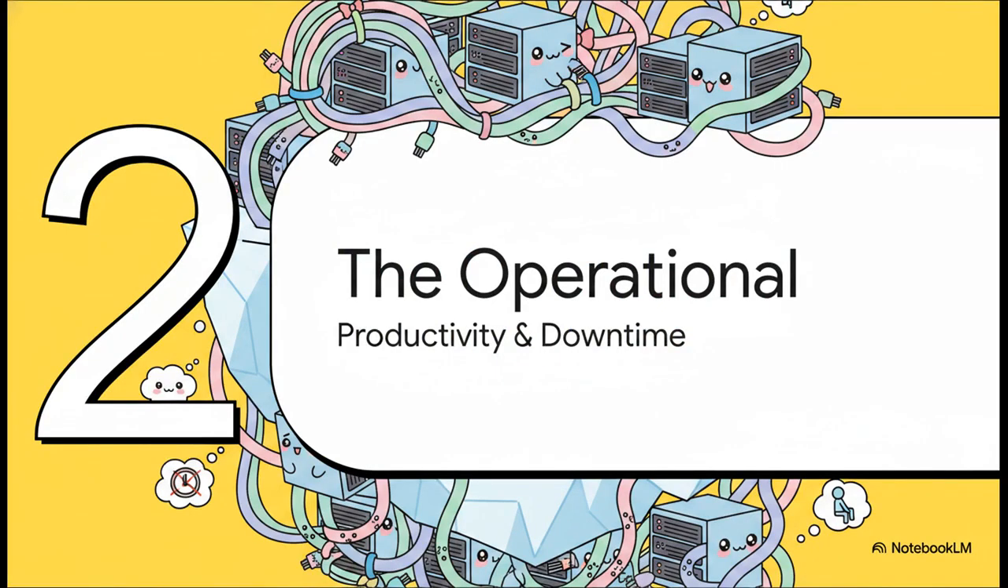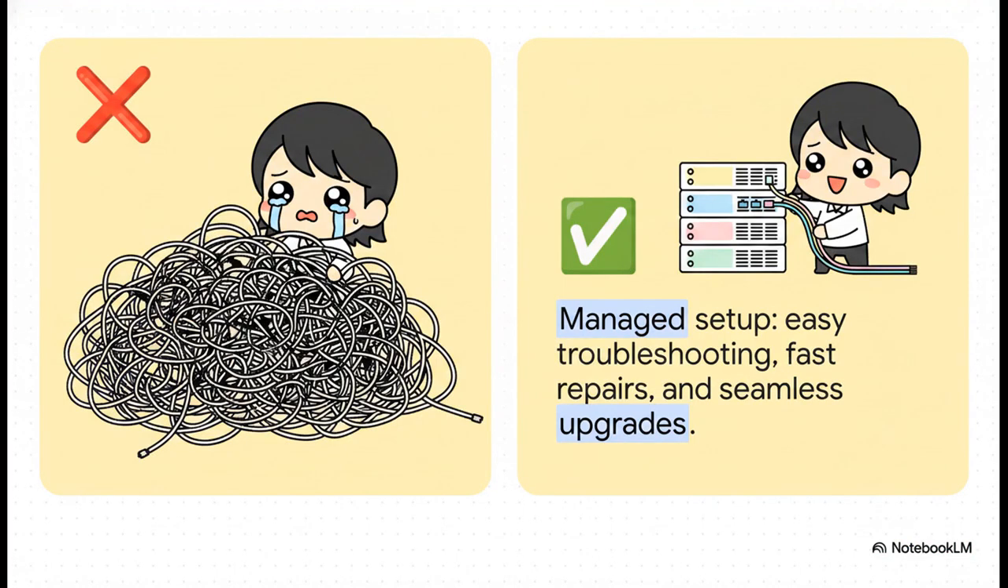Moving right along to Section 2, the operational, productivity, maintenance, and downtime. Now, what's really interesting here is how a disorganized setup leads directly to confusion, delayed maintenance, and completely unnecessary downtime. Picture an IT technician trying to fix a critical network issue while your whole office is offline.